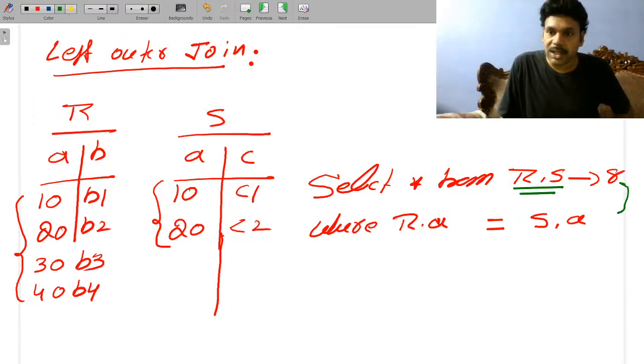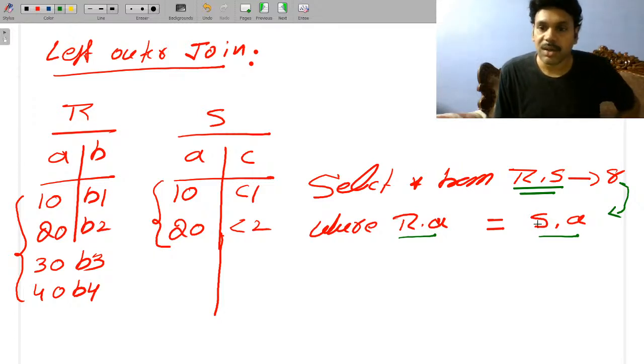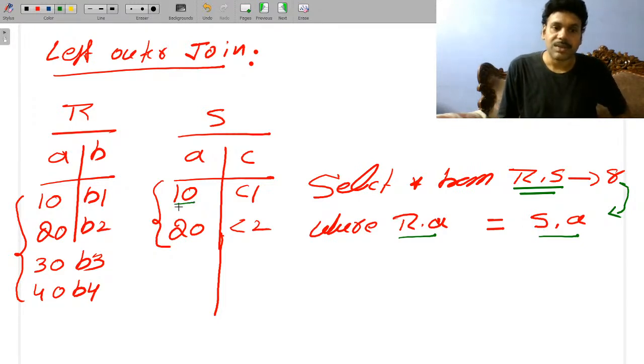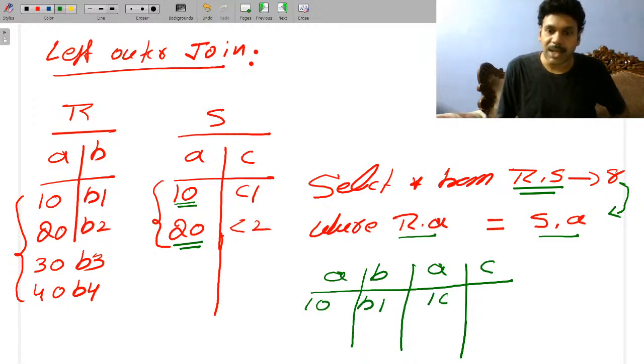If I make it equalize, how many rows are you going to get? Where R dot A is equal to S dot A. So this is equal and this is equal. Then we are going to get only 2 rows. What are the 2 rows? A here, B here, A here, C here. Please observe: 10 B1 is matched with this 10.